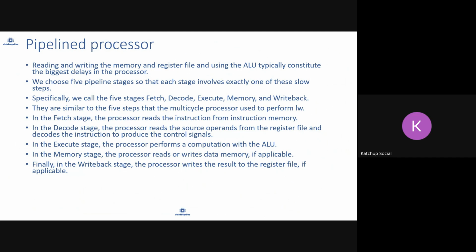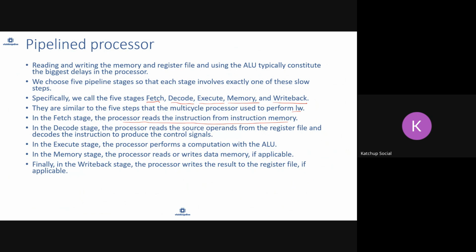Okay. So specifically, if you remember, those typically 5 stages are known as fetch, decode, execute, memory, and write back. These are similar to what we did in the multi-cycle processor, where you fetch, decode, execute, read from memory, and write back. These are similar to the five stages that we did for load word in the multi-cycle processor. In the fetch stage, the processor reads instructions from the instruction memory. Then in the decode stage, the processor will read the operands from the register file and decode the instruction to produce control signals.